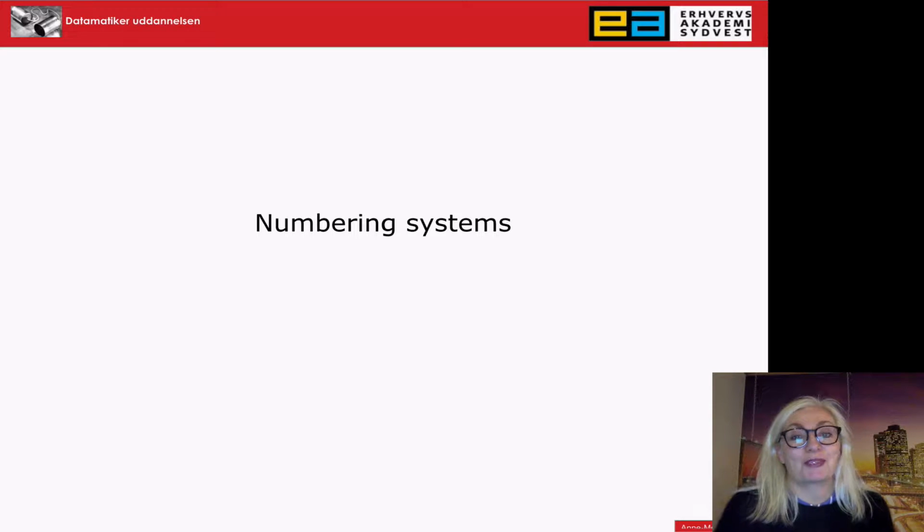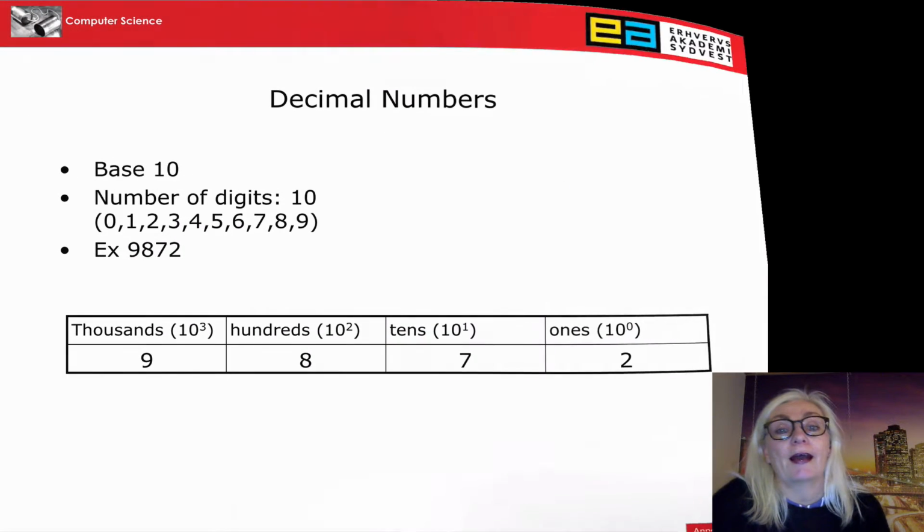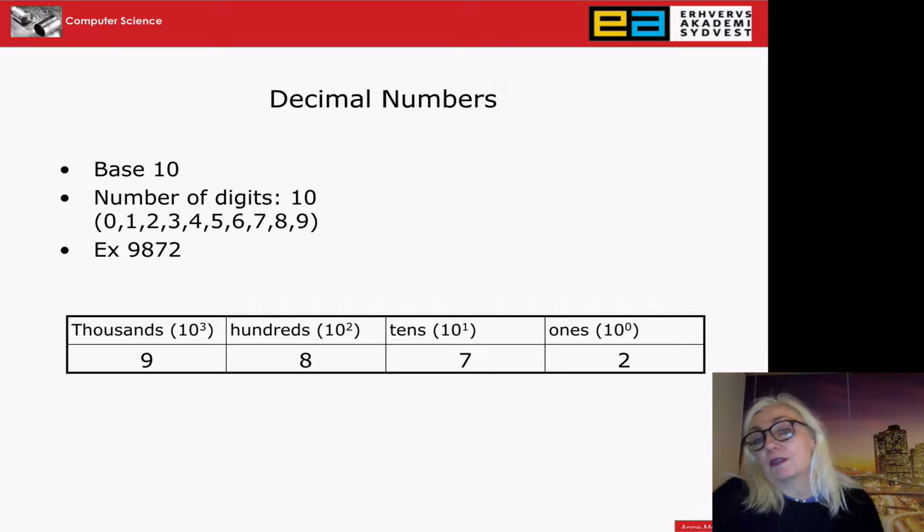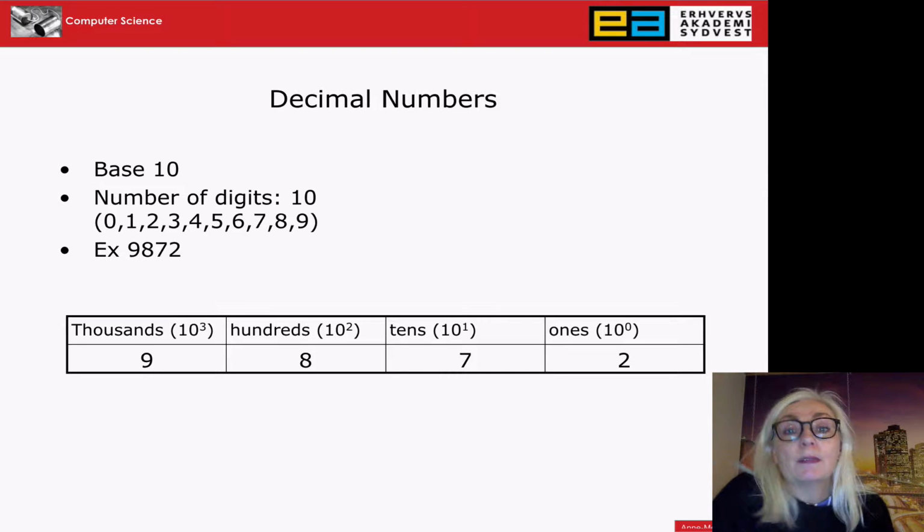Hi, this is a presentation of the different numbering systems that we are using in networking. And we start off by looking at our normal numbers, which is also called decimal numbers. Here we have a base in the number 10. That means that we have 10 different digits from 0 up to 9.